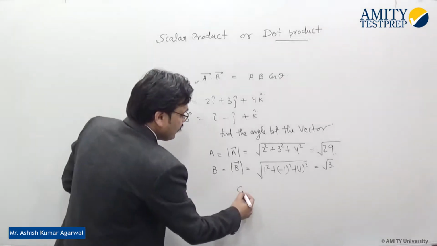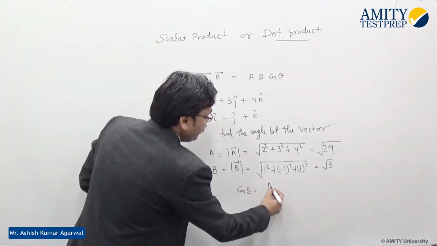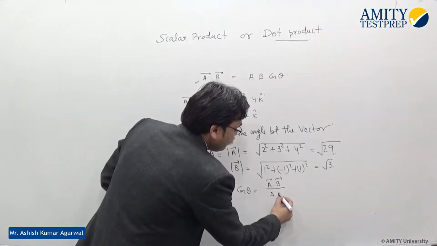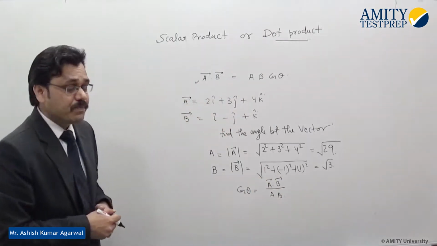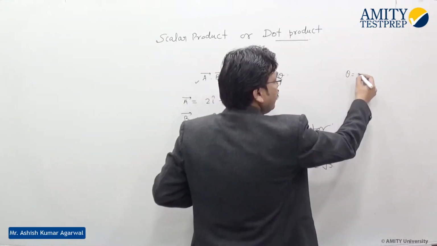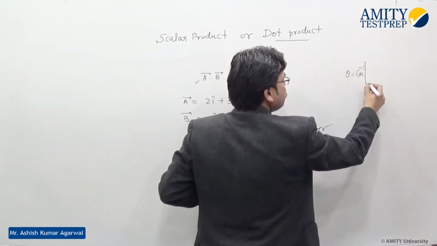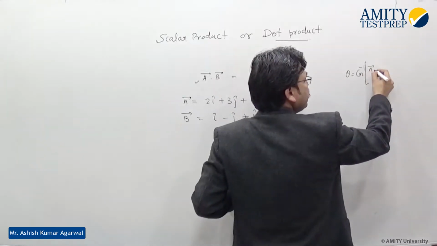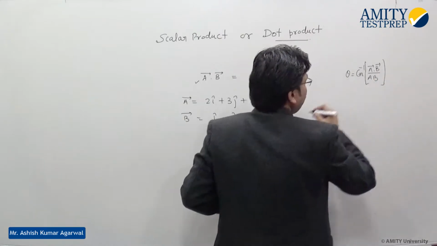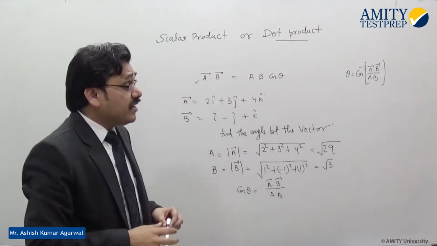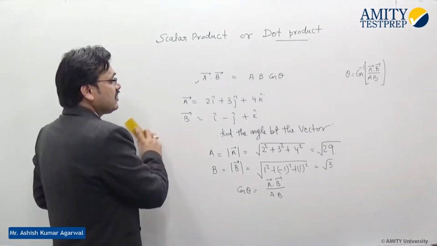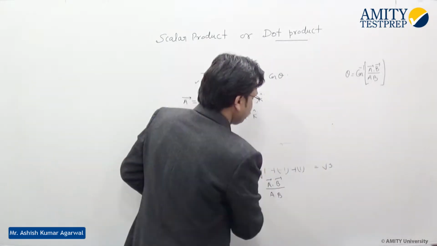Now if I want to find out cos theta, it will be A dot B divided by magnitude of A and magnitude of B. Here, if you want to find out the angle theta, you have to write it like cos inverse of A vector dot B vector divided by AB. Here, the magnitudes of A and B are already calculated. The other thing we need is how we get a dot product of these two.